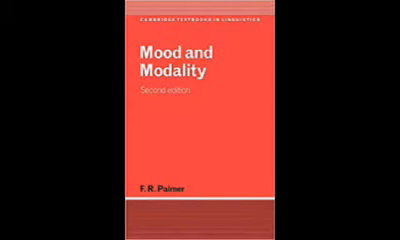Mood is used to refer to a verb category or form which indicates whether the verb expresses a fact, that is the indicative mood, or a command, that is the imperative mood, or a question, that is the interrogative mood, or a condition, that is the conditional mood, or even a wish or possibility, that is the subjunctive mood. So you have the indicative mood, the imperative mood, the interrogative mood, the conditional mood, and the subjunctive mood.